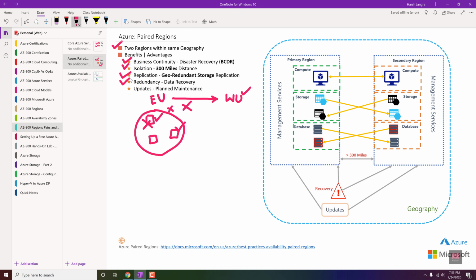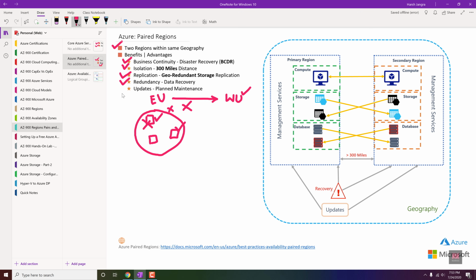So next one, we have redundancy. Obviously, I'm going to show you where you can find this redundancy or the data recovery solutions and options when you deploy your infrastructure, and how you can choose a paired region in that scenario.